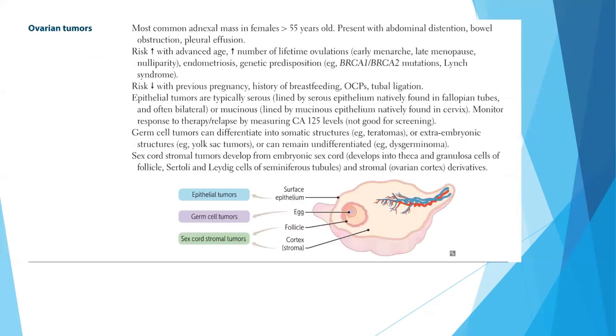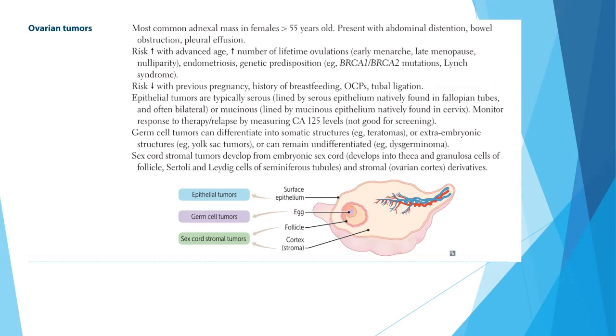So, ovarian tumors are the most common adnexal mass in females. Those more than 55 years old present with abdominal distension, bowel obstruction, and pleural effusion. The risk is increased with advancing age, increased number of lifetime ovulations, for example early menarche and late menopause, nulliparity, endometriosis, and genetic predisposition like BRCA1 and BRCA2 mutations. The risk is decreased with previous pregnancies, history of breastfeeding, OCPs, or tubal ligation.